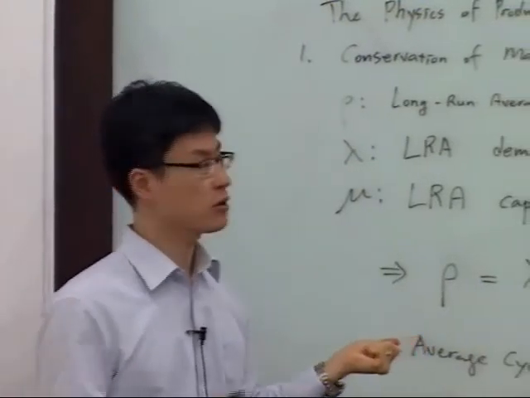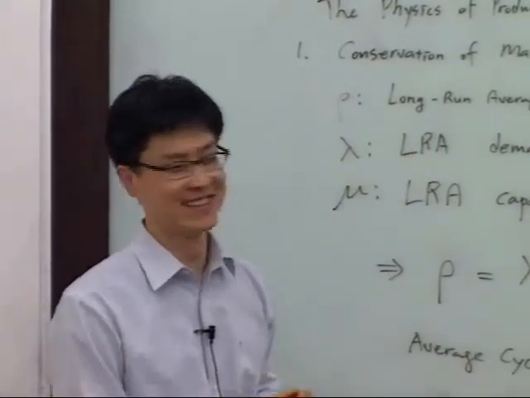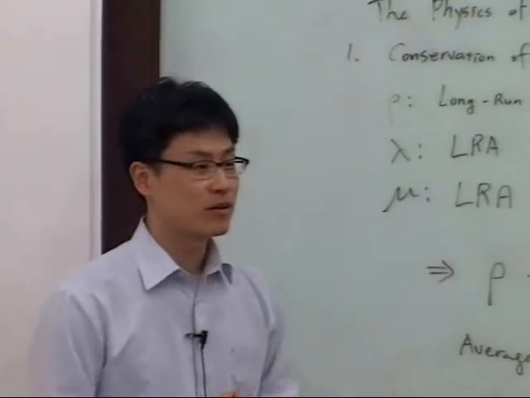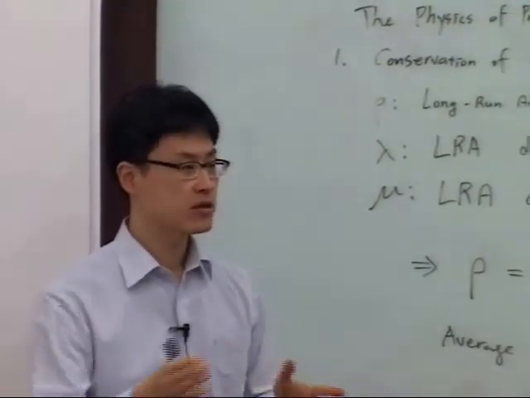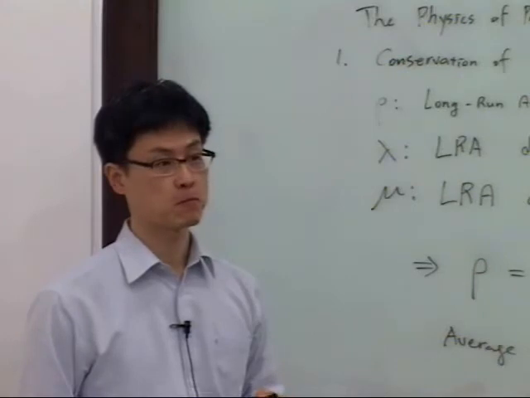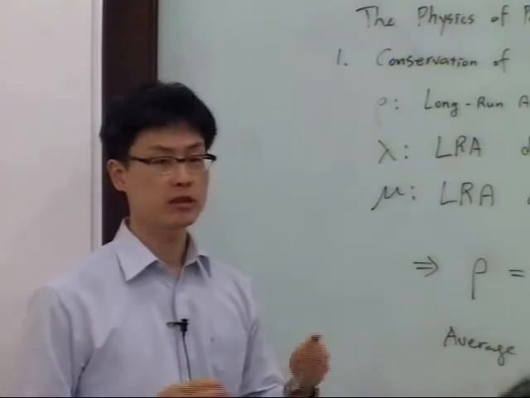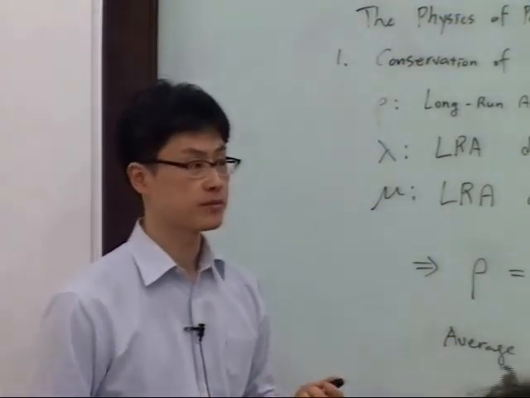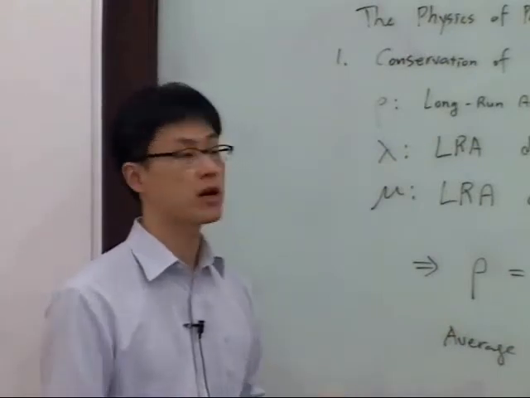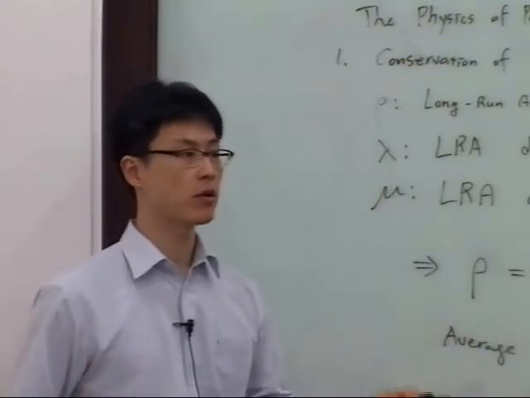Okay, since you guys are silent, you can also answer my question over there. Okay, long run average is average over a long period of time, right? Why is this important? Okay, what would be the opposite meaning of this long run average? Instantaneous utilization, instantaneous demand rate, instantaneous capacity, right? How do you compare this instantaneous something versus long run average?